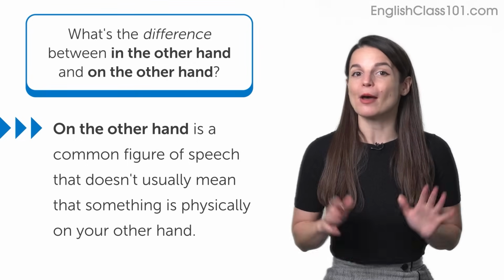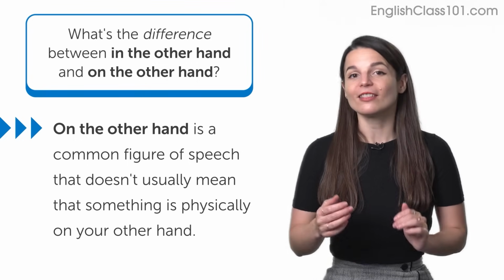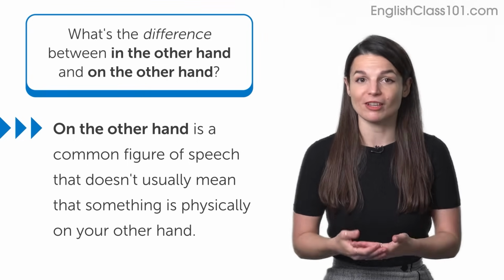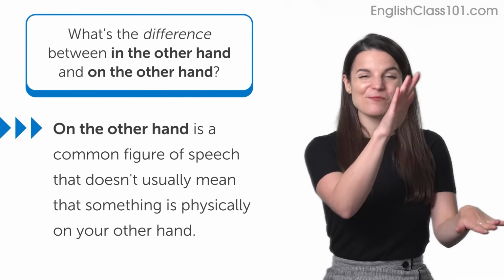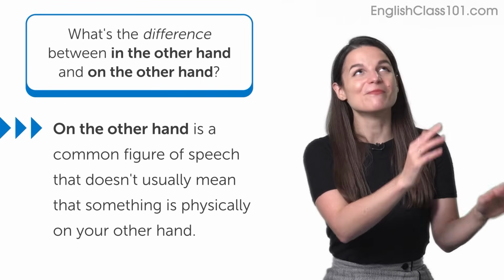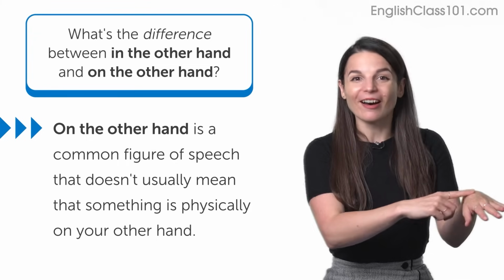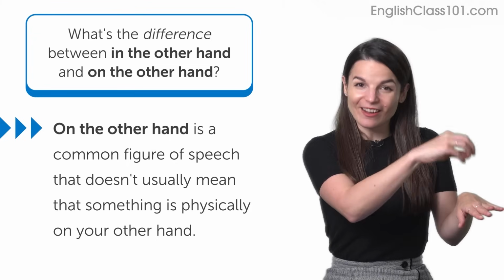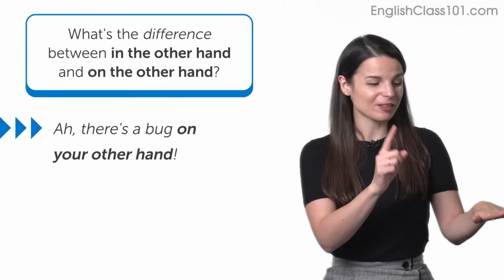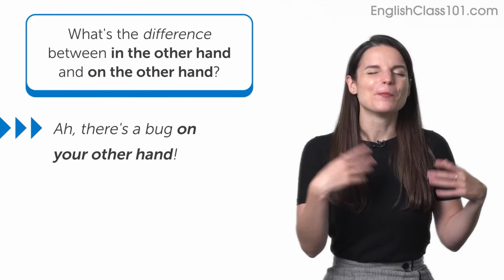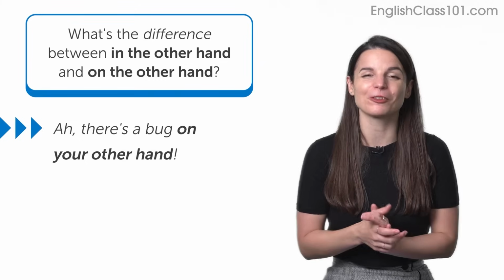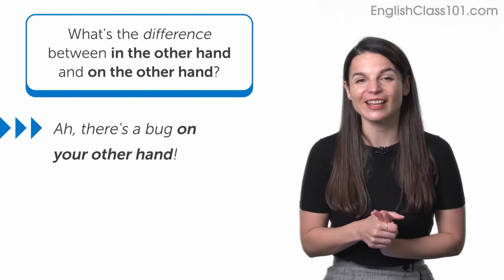Now, let's talk about on the other hand. So on the other hand is a very common figure of speech. So it doesn't actually mean on the surface of something in most cases. Perhaps there are some cases where maybe there's a bug or something like that physically on your hand, and you might say, oh, there's a bug on your other hand. Maybe in very, very few situations you might need to use that.